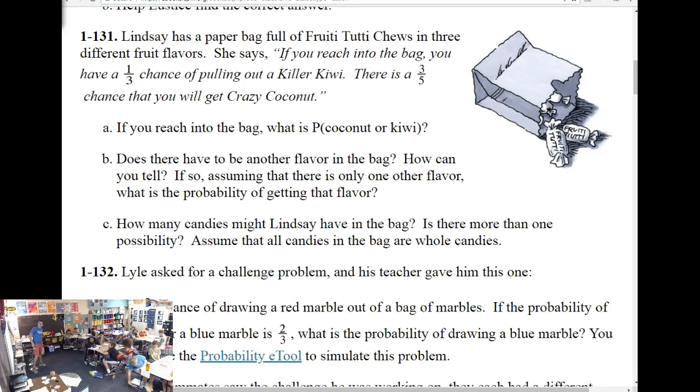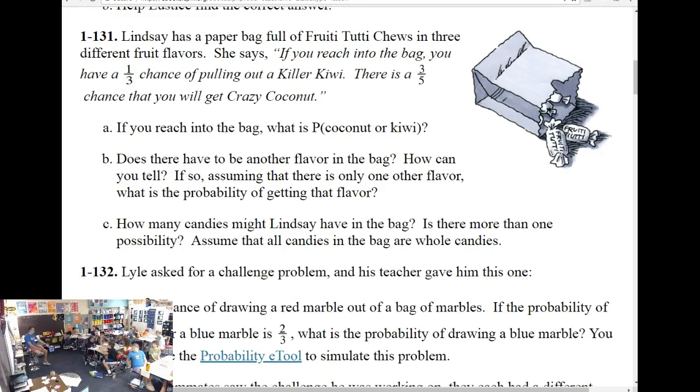So Fruity Tooty Chews, they can't use the regular things. At the place in Coshocton I used to go to, they were called penny candy, but they were made by Tootsie Roll or whatever, the little fruit things. So imagine that, little fruit candies in a bag.